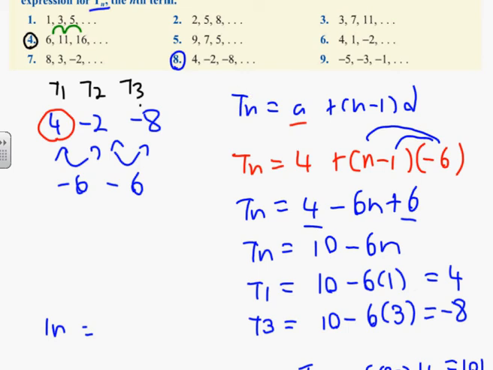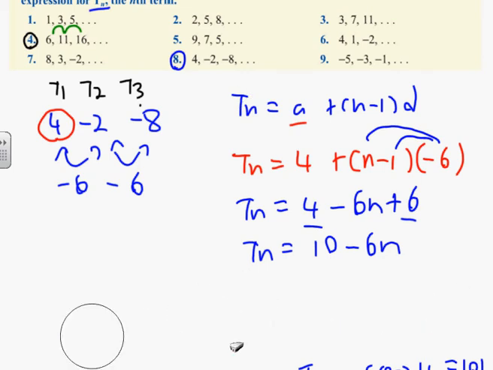Okay? So basically the answer to the question is 10 minus 6n, but you also have the ability to check the answer. Does that make sense?